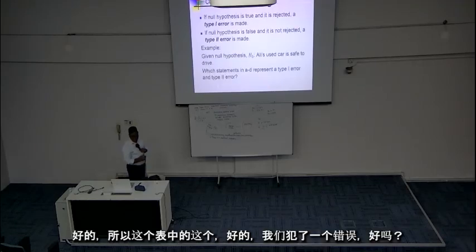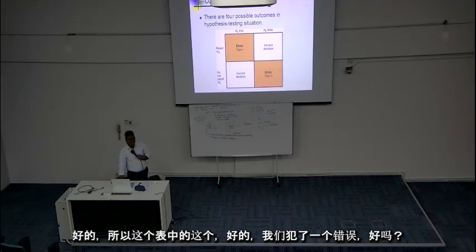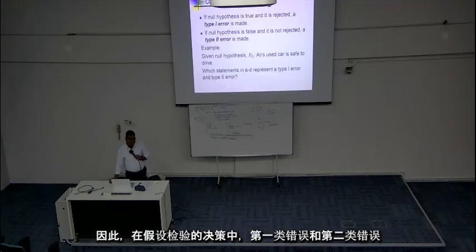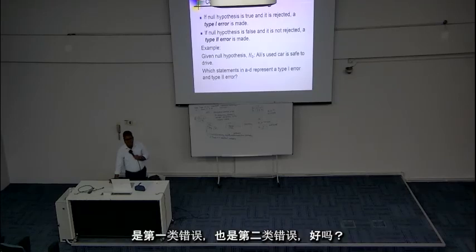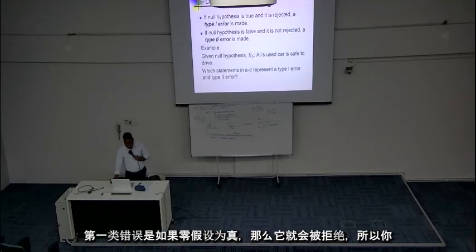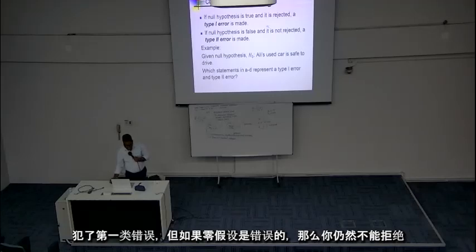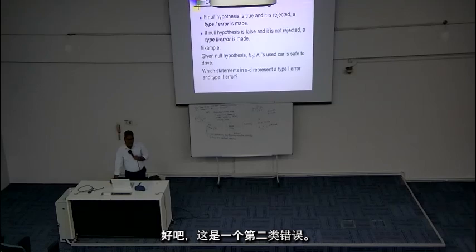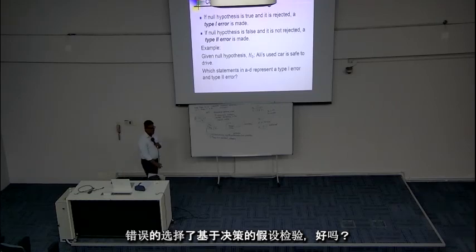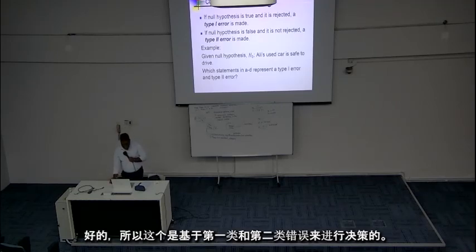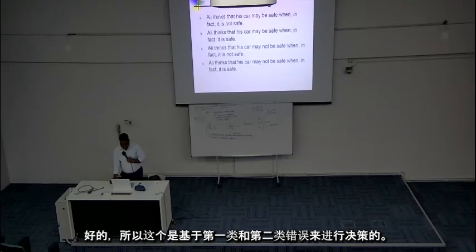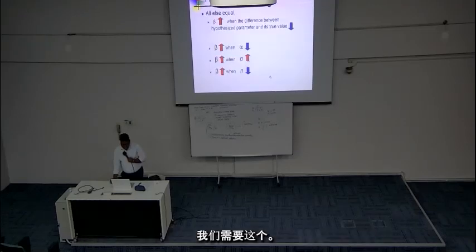From this table, we have made an error. The two types of error in the decision making of hypothesis testing are the type 1 error and the type 2 error. Type 1 error is when the null hypothesis is true and it is rejected. But if the null hypothesis is false and you still do not reject it, this is a type 2 error. It is wrongly selecting in hypothesis testing based on the decision making. This is based on the type 1 and type 2 errors for decision making.